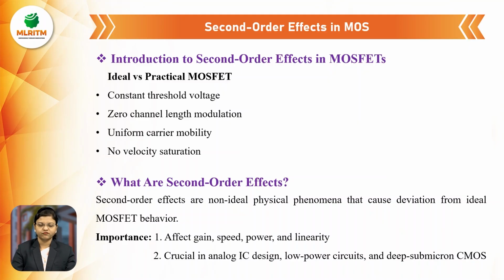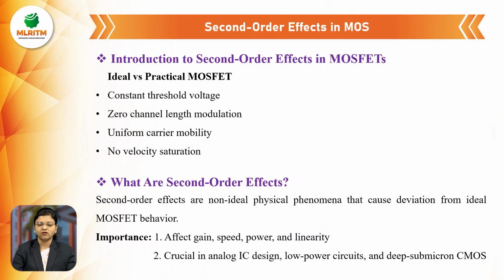Then there is uniform carrier mobility, with no degradation of the carrier mobility, so the mobility stays uniform. There is also no velocity saturation, so the velocity of the carriers does not change and stays constant. These are the conditions for the ideal MOSFET.